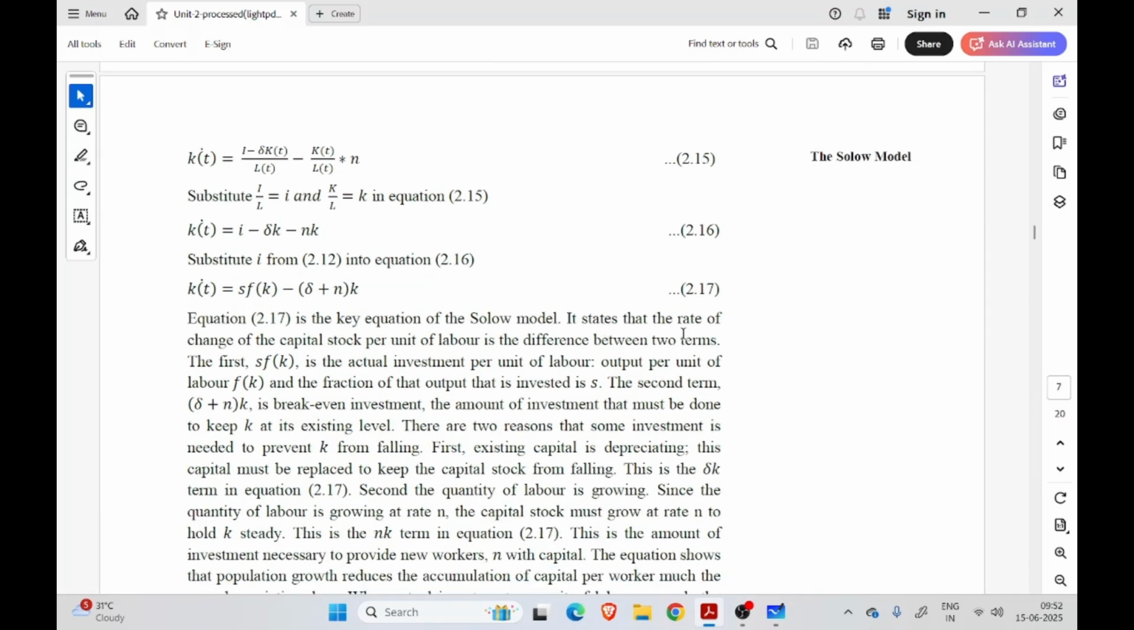This equation states that the rate of change of capital stock per unit labor is the difference between two terms. The first term is actual investment per unit of labor, the fraction of output that is invested. The second term is the break-even investment. This is the amount of investment that must be done to keep K at its existing level.